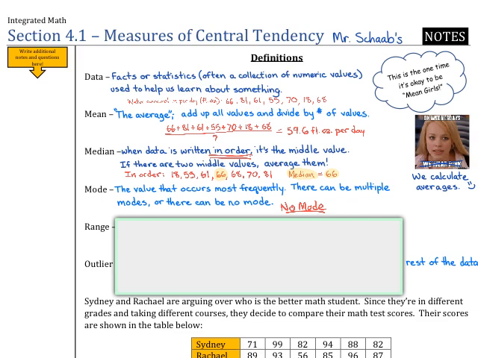All right, so mode's really easy to work with. There's actually no calculation at all. You just look for the data value that occurs the most, and that's your mode.